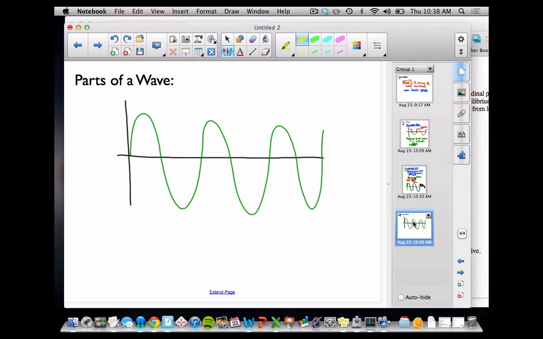All waves have certain properties, whether they're transverse waves or longitudinal waves. They have certain parts or characteristics that it is important to know these terms and to be able to label them. So, one of the things that a wave has is what's called an amplitude. The amplitude is the maximum displacement of each particle.